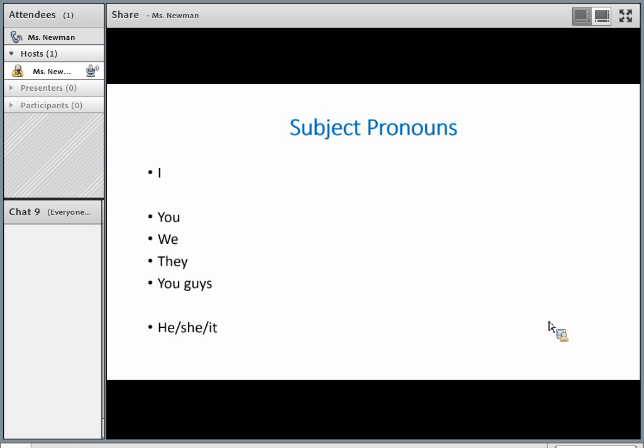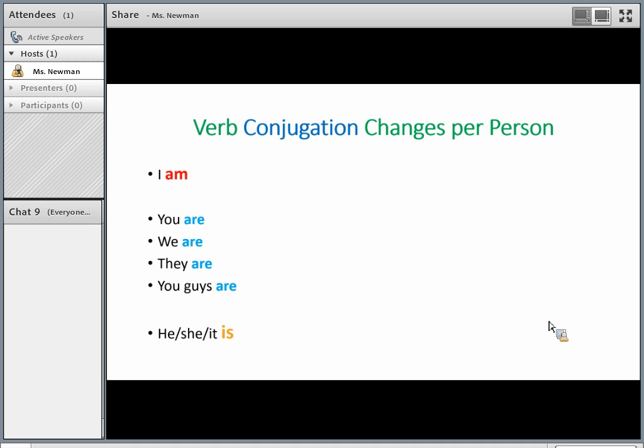So we have our subject pronouns. They come as subjects in a sentence, and they're pronouns. They replace nouns or specific names. Okay, verb conjugation changes per person. So let's look at English first. We do have conjugations in English, though they're just a lot less than in Spanish. In Spanish, there's a lot more, and we're going to look at that.